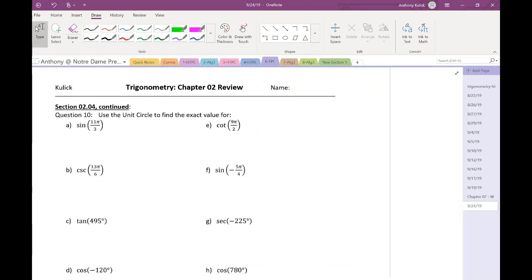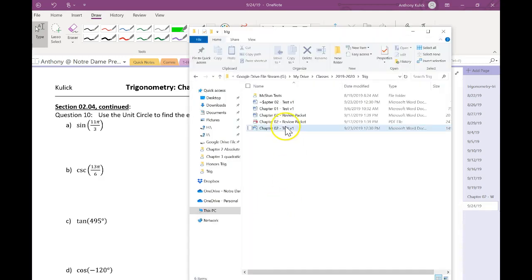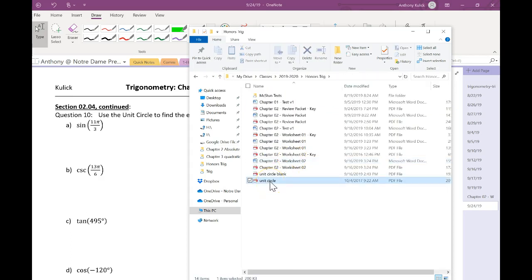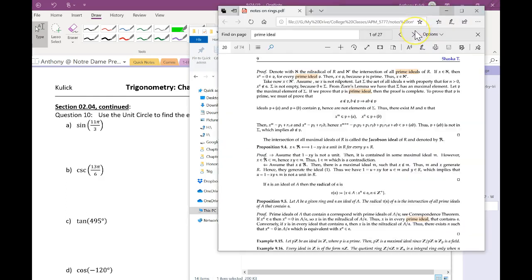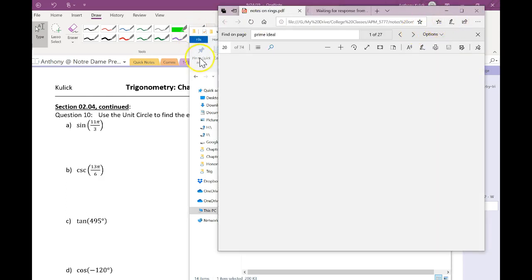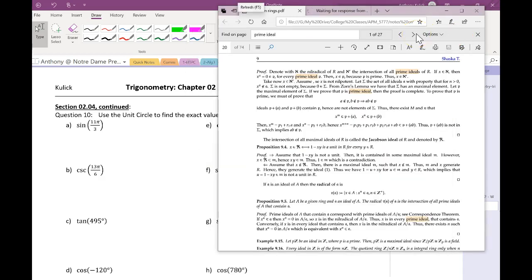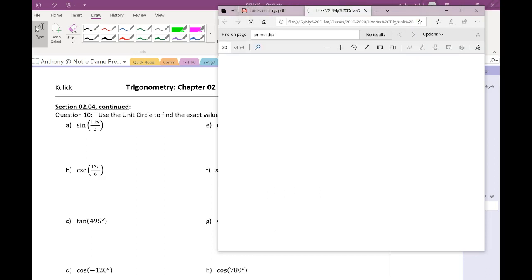So 10 says use the unit circle to find the exact value for each of these. Let's pull up our unit circle and look at that while we're doing this. I put it in this folder. There it is. So if you turn to the end of the review, you'll also see that there is a unit circle there. Don't mind my grad school textbook. It looks very scary, and it sometimes is kind of scary.